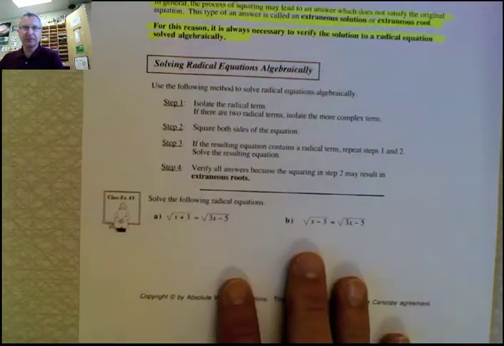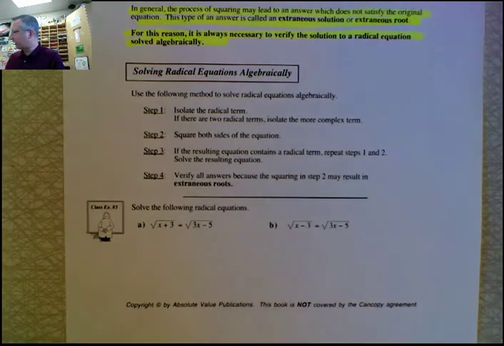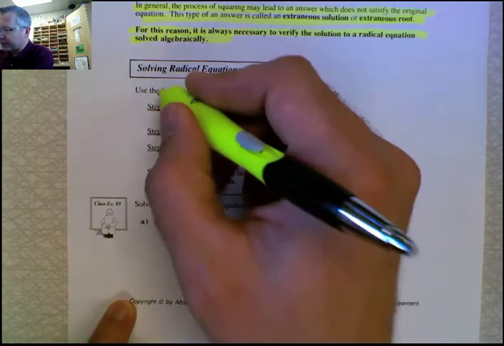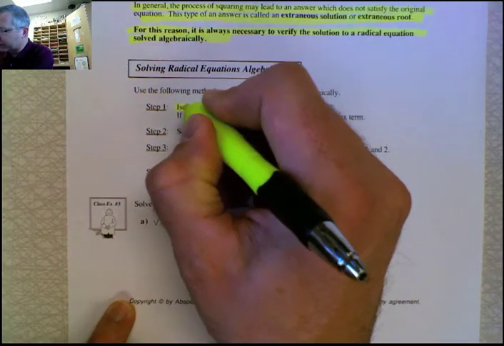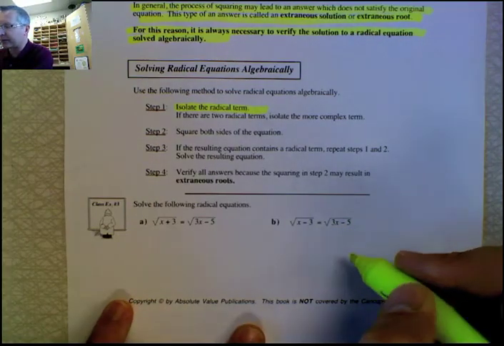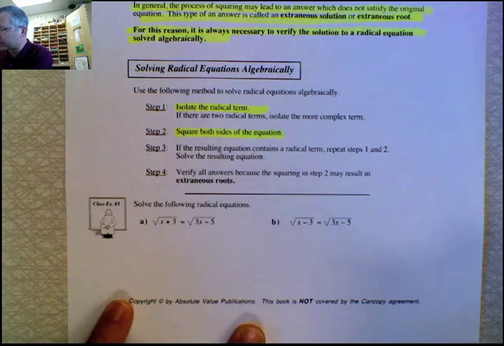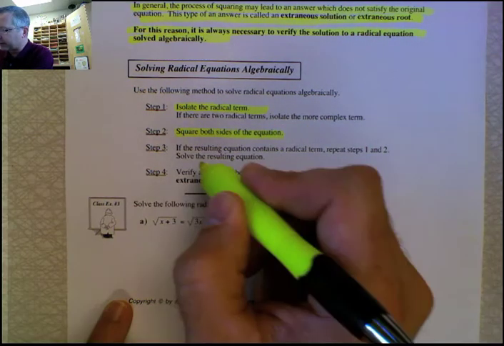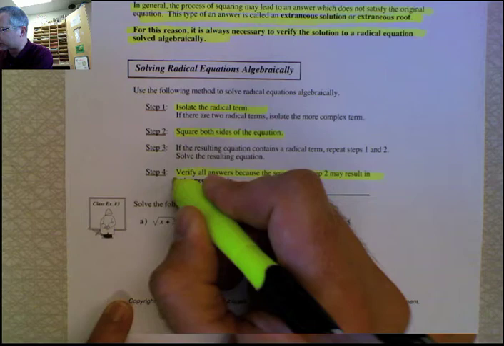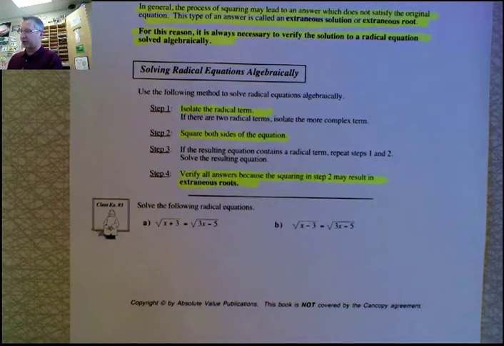The steps we've been going through to solve our radical equations are these 4 steps here. First of all, you're going to isolate the radical, get it by itself. Then you're going to square both sides. And finally, you're going to verify your answers and see if there are any extraneous roots.